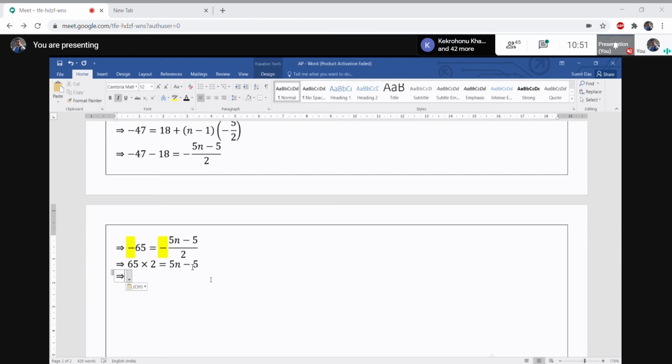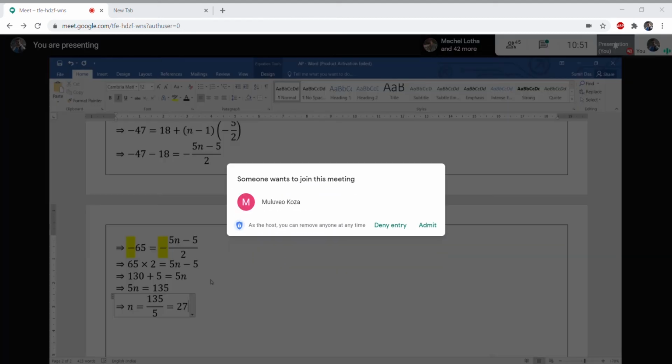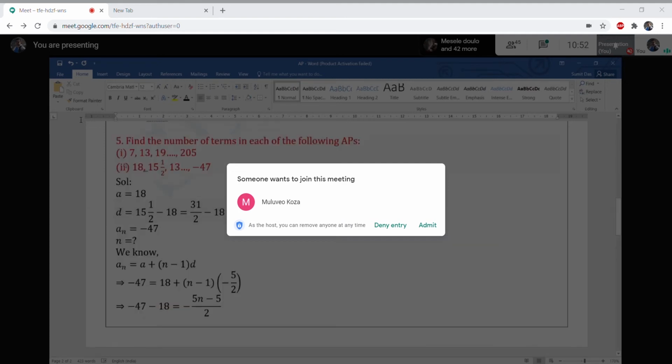Now this simplification: 130 plus 5 equal to 5n. I'm taking the 5 to the left hand side, so it will be 5n equal to 135. The next line, n will be equal to 135 divided by 5, which is equal to 27. So the value of n is 27. Similarly, the same method is used here also.